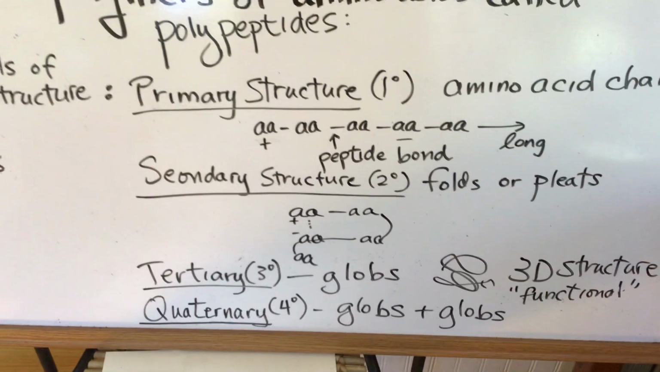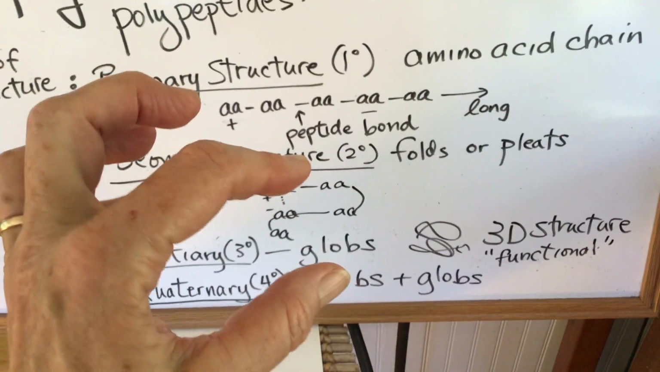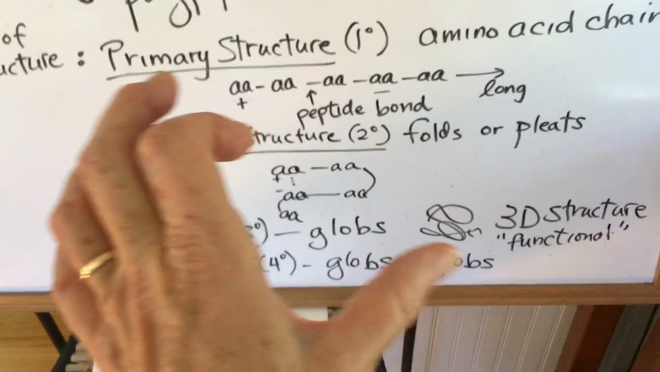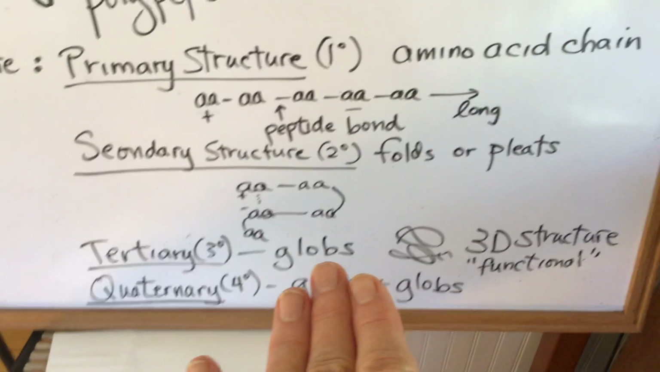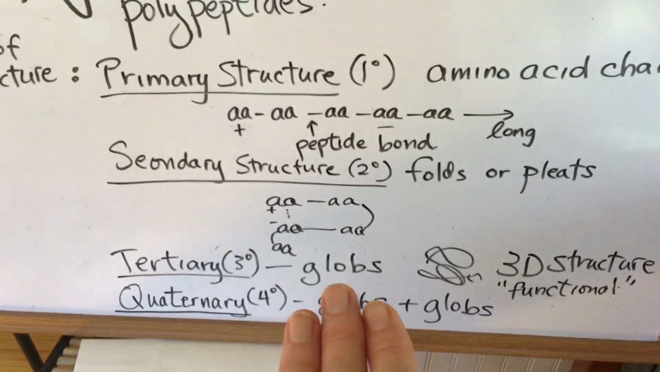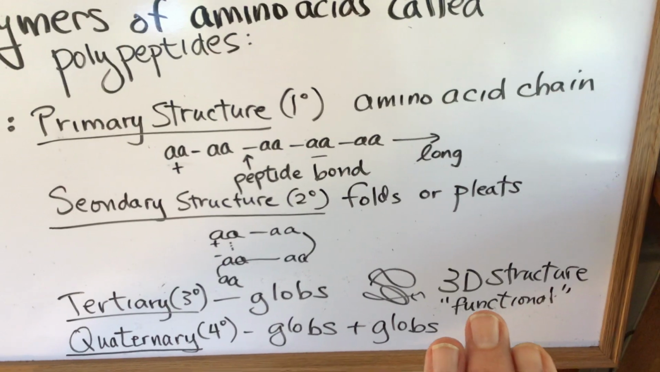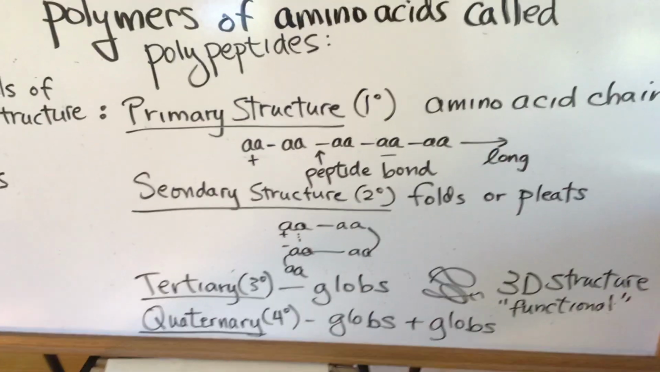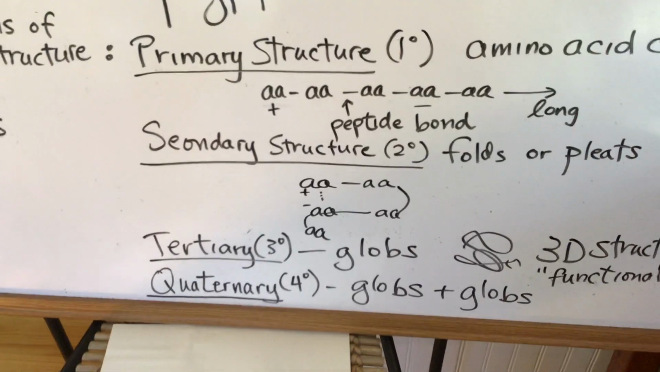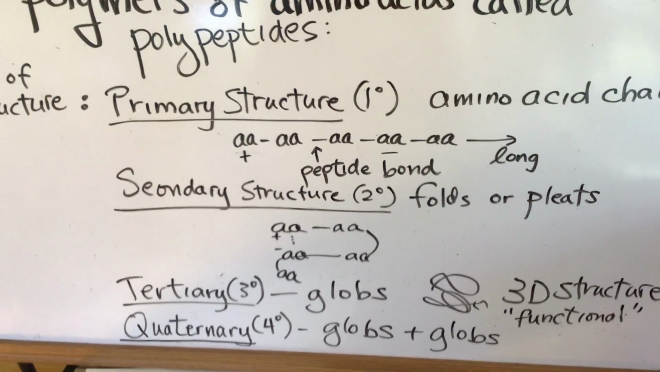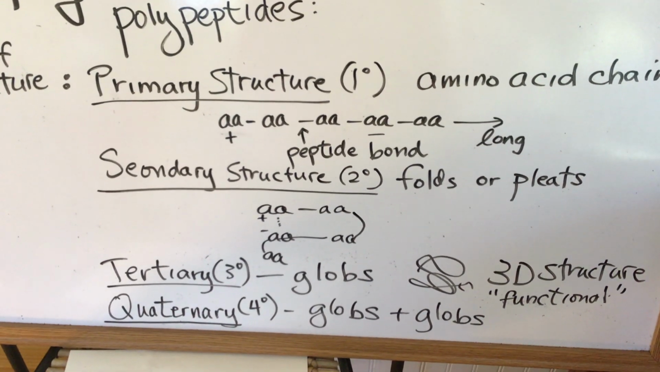All right, and then if you take that folded structure and the parts that were far apart from each other can now interact, what's going to happen is a 3D structure called a glob. Nice scientific word for you there. This is a 3D, or what we call a functional protein, and most enzymes are in fact globular proteins. And the fourth type of structure is called a quaternary structure. This is where you have more than one glob connected to each other.